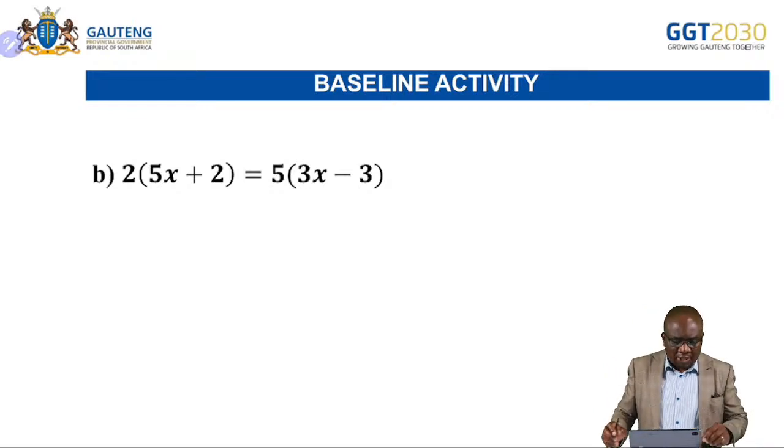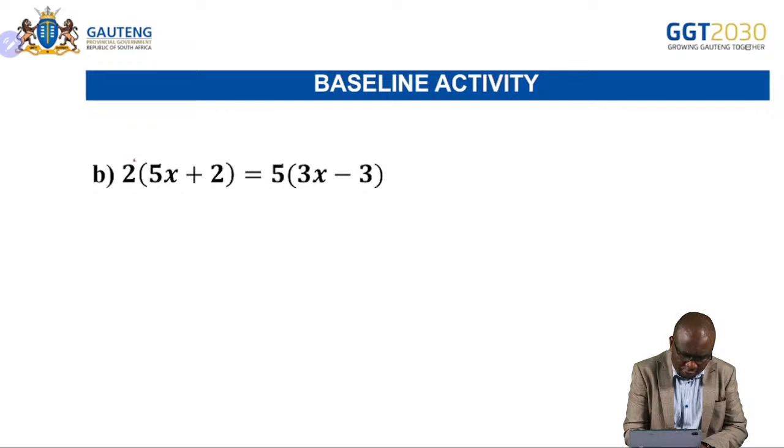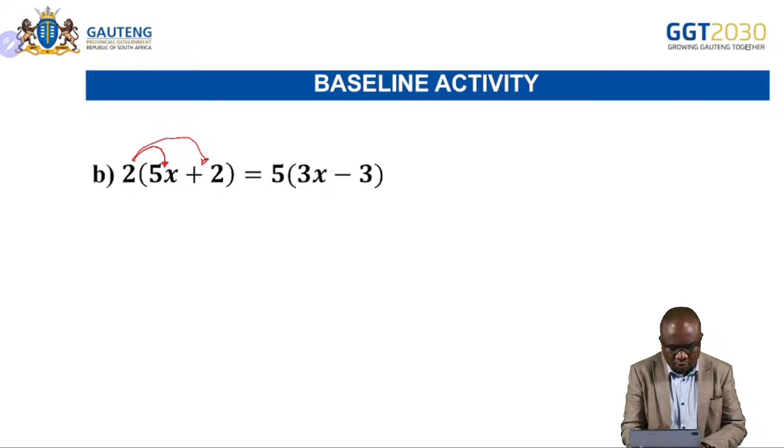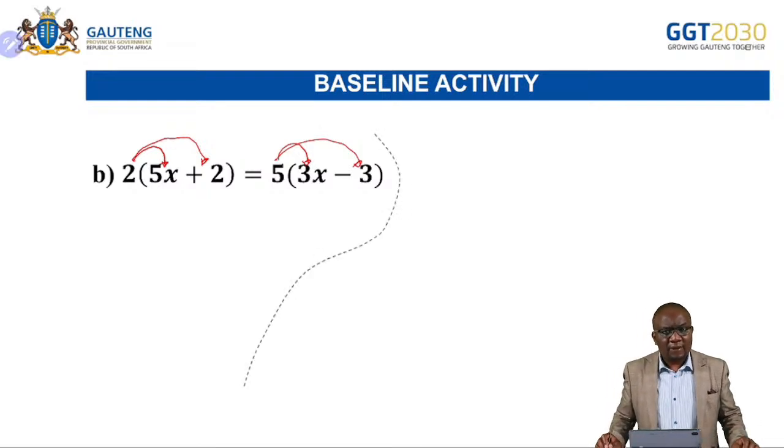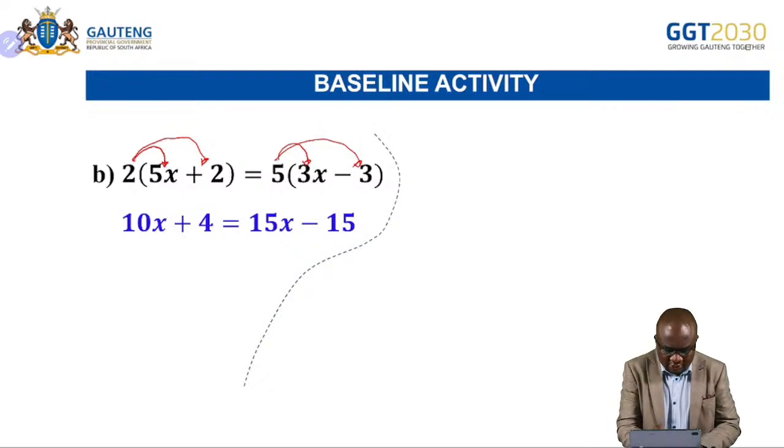Did you manage to do B? Did you manage to distribute the 2 there? 2 times 5x, what is it? 10x. 2 times 2 is 4. 5 times 3x is 15x. 5 times negative 3 is negative 15. Did you get that? Do you have something like this? Okay, right. Mark that if you have that.